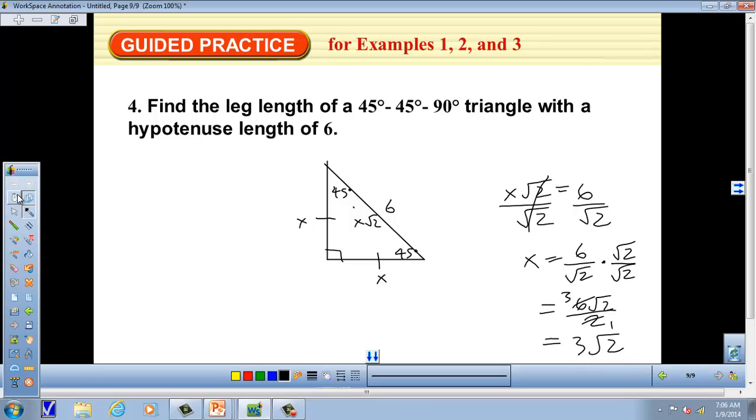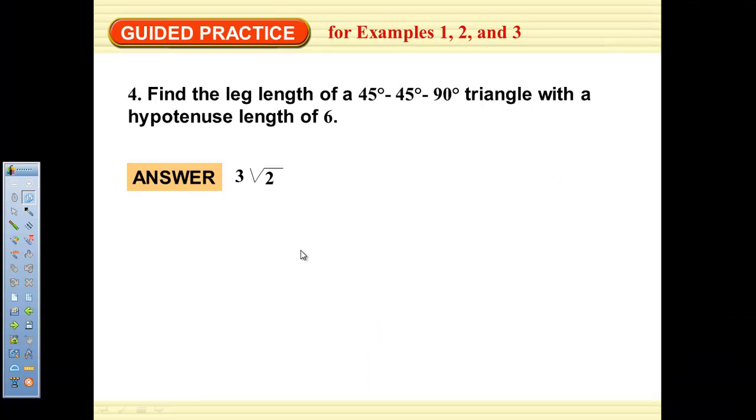We can look at more of those if you have more questions about that, but that's it. Okay? Again, 3 rad 2 there.